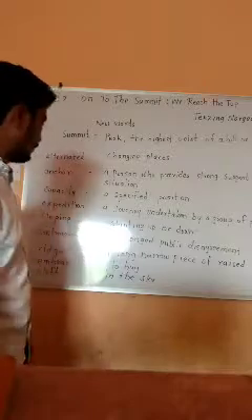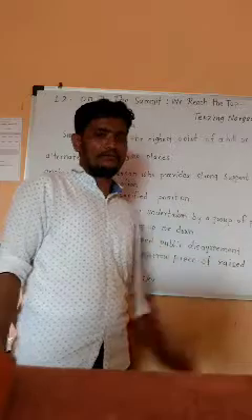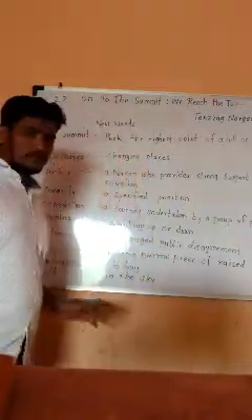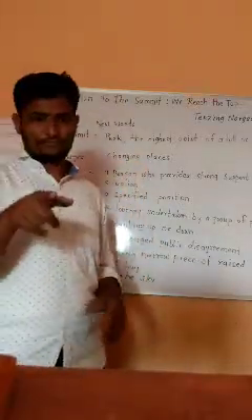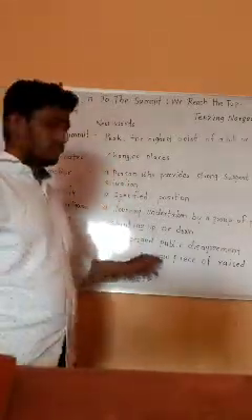Okay, very well. Ridge, a long narrow piece of raised land. Ridge, top. What is it? Top, a long narrow piece.